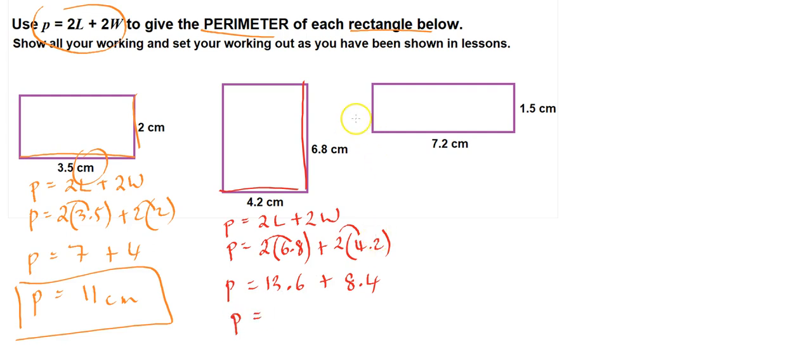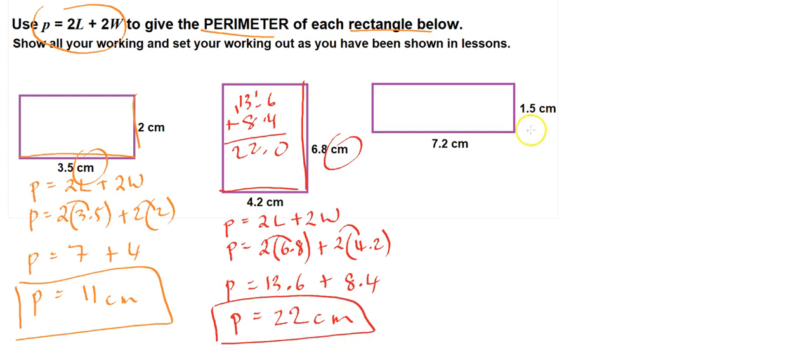Let's do some working. It should be 13.6 plus 8.4, and we get 22, and we're talking centimeters.